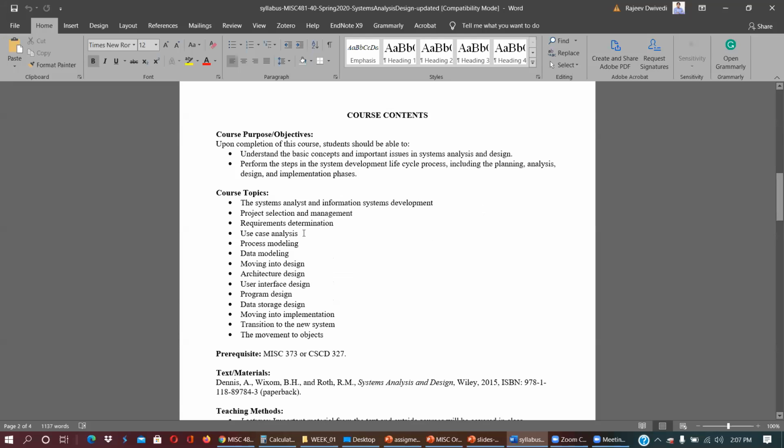The following topics we will be covering: system analysis, system analyst and information system development, project selection and management, requirements determination, use case analysis, process modeling, data modeling, moving into design, architecture design, user interface design, program design, data storage design, moving into implementation, transition to the new system, and the movement to objects. So this is what we are going to cover.